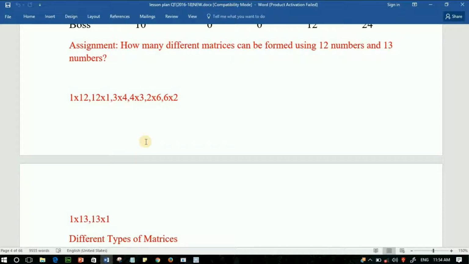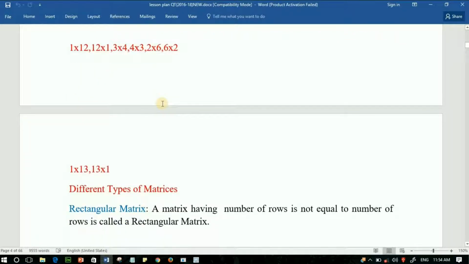The easy way to think about it is, how many factors does 12 have? That is 1, 2, 3, 4, 5, 6. There are 6 combinations. Another example, in a matrix there are 13 elements.